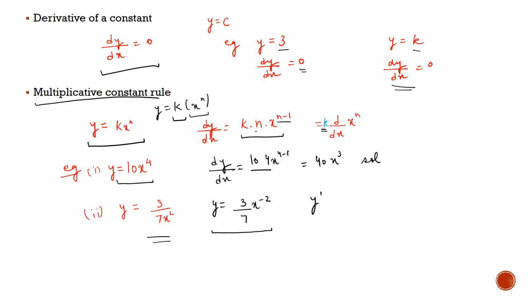So here y dash will be the constant as it is, the power of x multiplied by x to the power minus 1. So it is minus 6 by 7 x to the power minus 3, which is minus 6 by 7 x cube. So this is the answer.